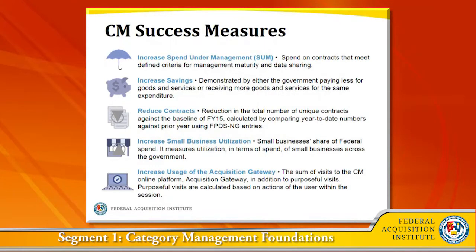All 10 categories of spend are measured using 5 key performance indicators. Each category's success is being measured against specific goals for increasing spend under management, which I'll talk about soon, achieving savings, reducing contract duplication, maximizing small business utilization, and increasing acquisition gateway usage. Each of the 10 categories has increasingly ambitious goals through fiscal year 2019 for each of those performance areas. The categories all have their goals posted on the acquisition gateway.